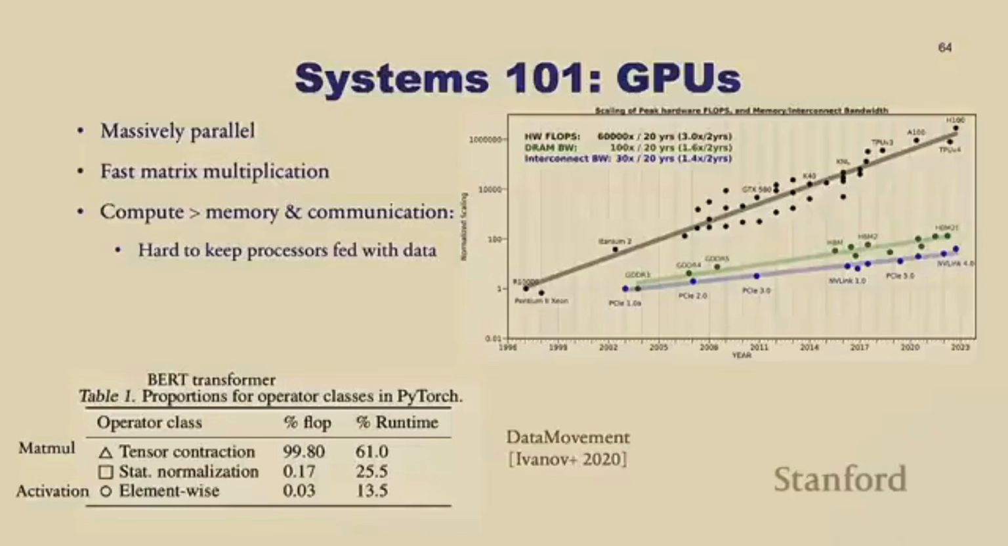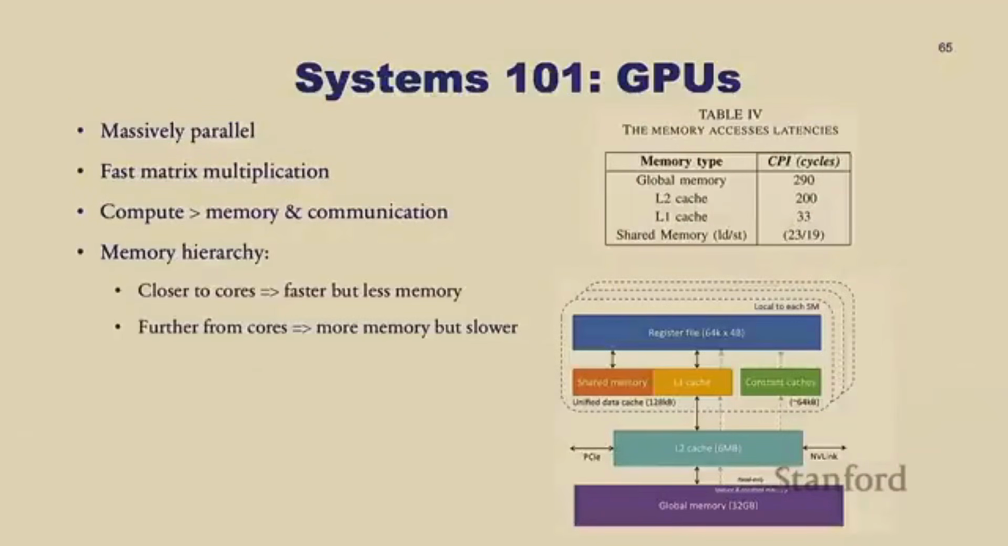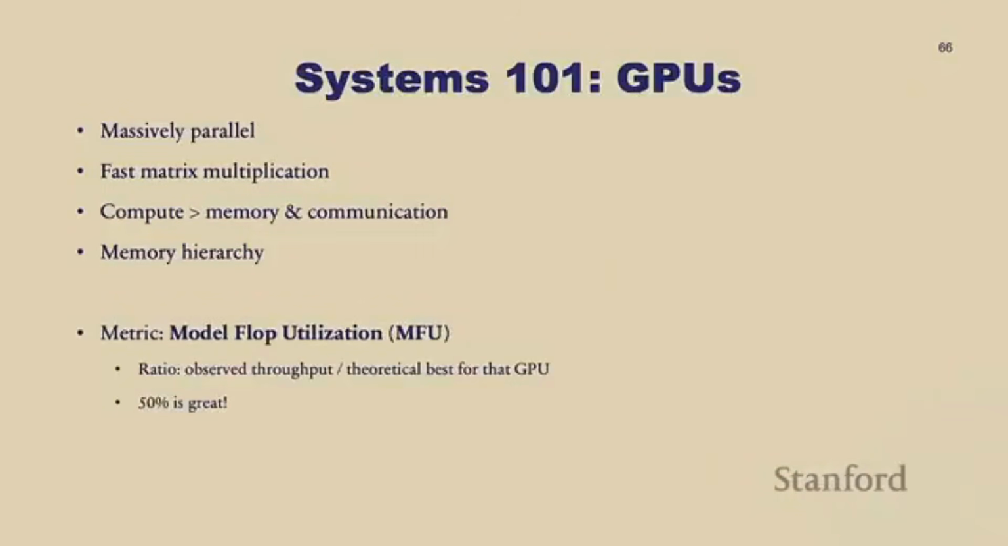So communication is the bottleneck, and this will continue over time. Another thing to know about GPUs is that there's a memory hierarchy. This is the same with CPUs, but basically the closer you are to your cores, the less memory there is, but the faster things run. If you're further away, there's more memory but it's slower. Okay, I'm going to skip that. Okay, actually I'm going to say it.